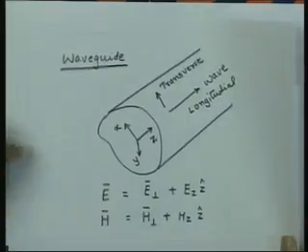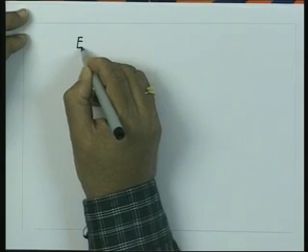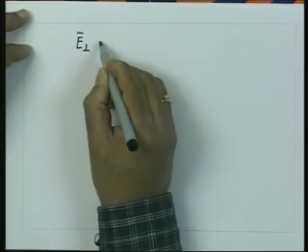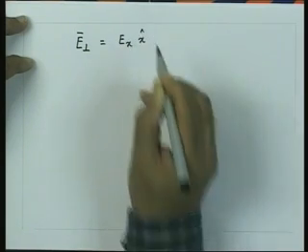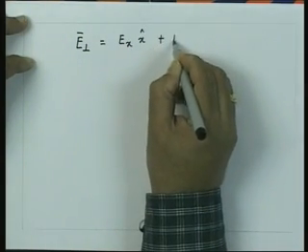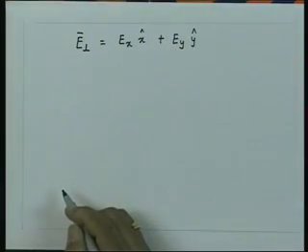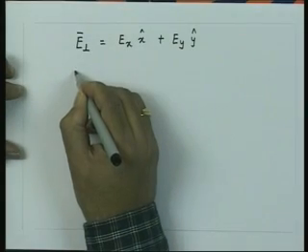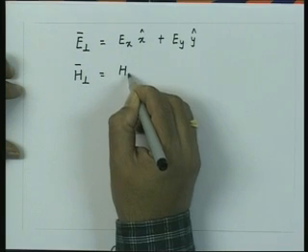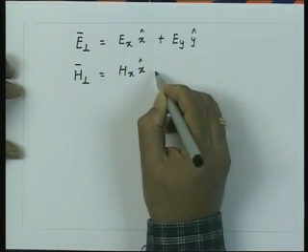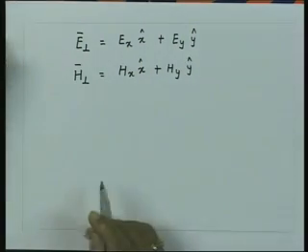So, by definition then we will have E perpendicular, this vector will be the x component of electric field with unit vector x plus y component of electric field with unit vector y, and same is true for the transverse magnetic field, which will be having x component with unit vector x plus y component with unit vector y.